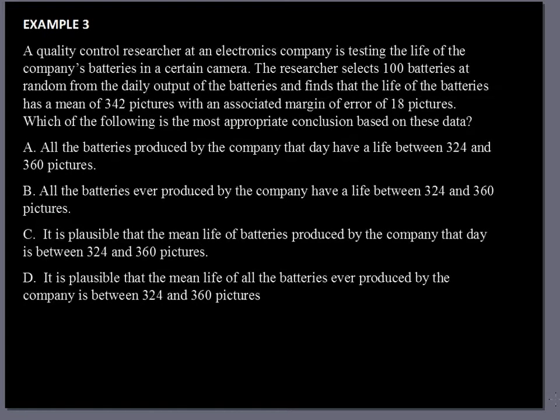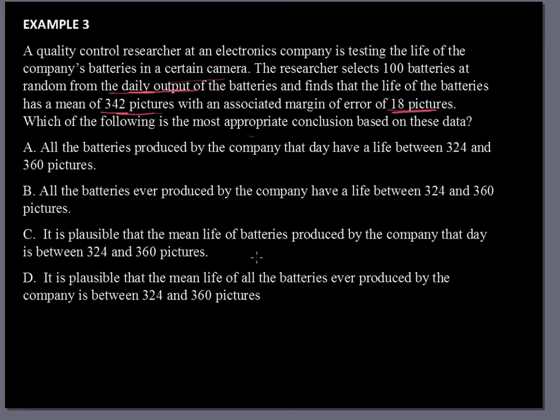Okay, let's take a look at example 3. A quality control researcher in an electronic company is testing the life of the company's battery in a certain camera. The researcher selects 100 batteries at random from the daily output of the batteries and finds that the life of the batteries has a mean of 342 with an associated margin of error of 18 pictures. Which of the following is the most appropriate conclusion based on that?